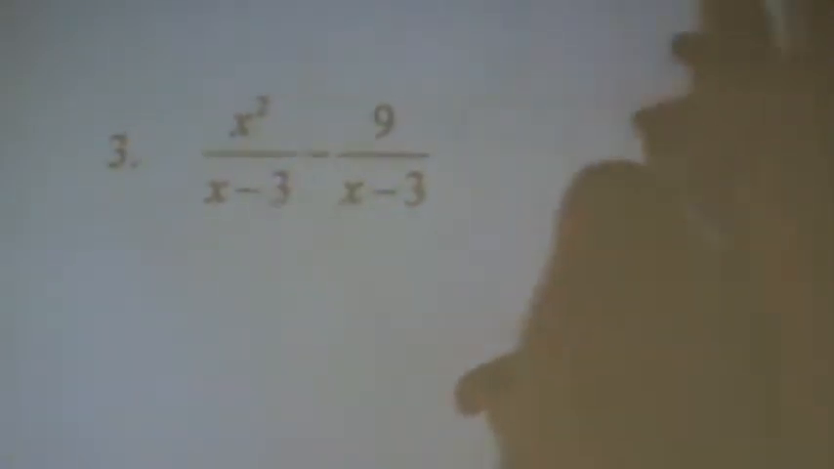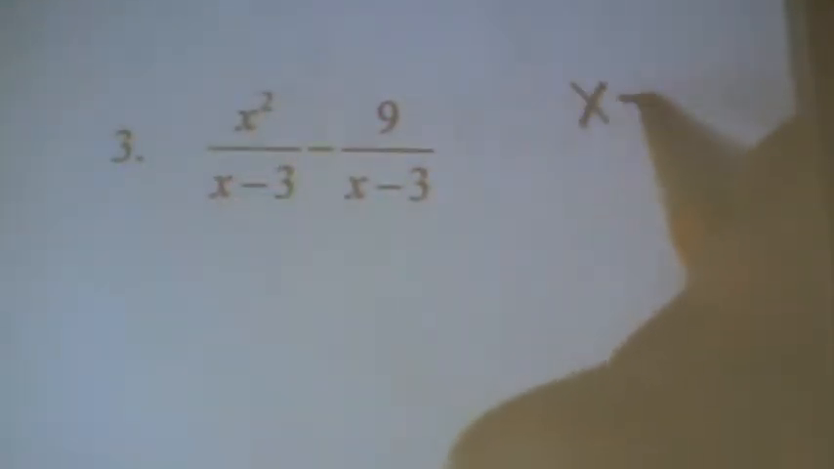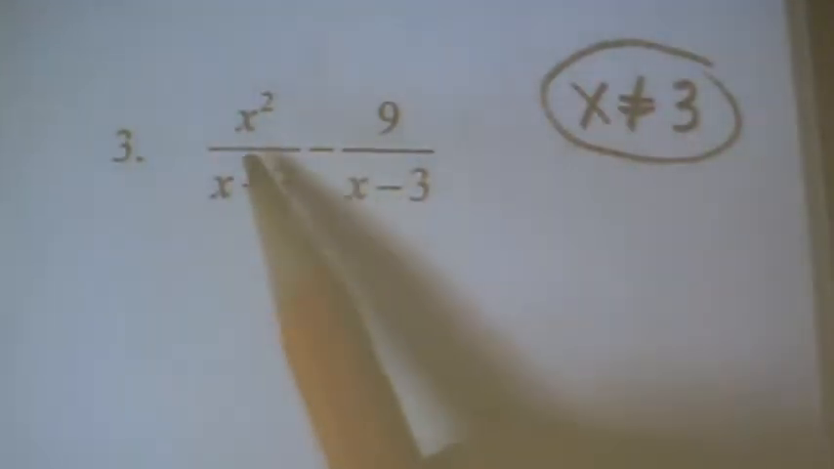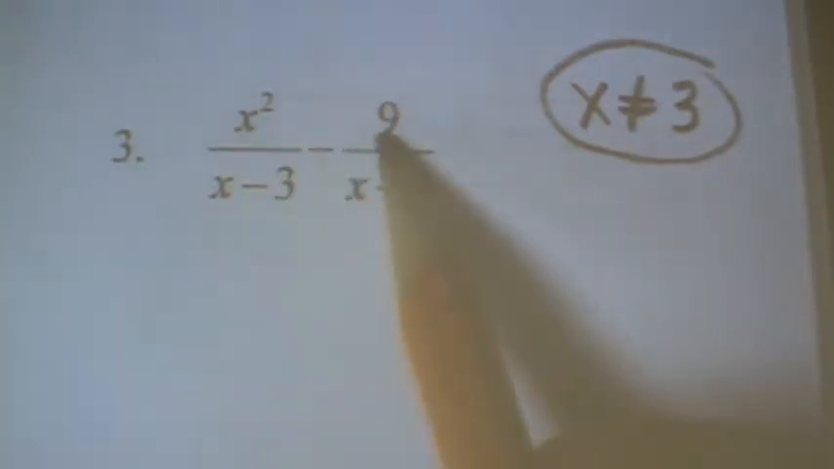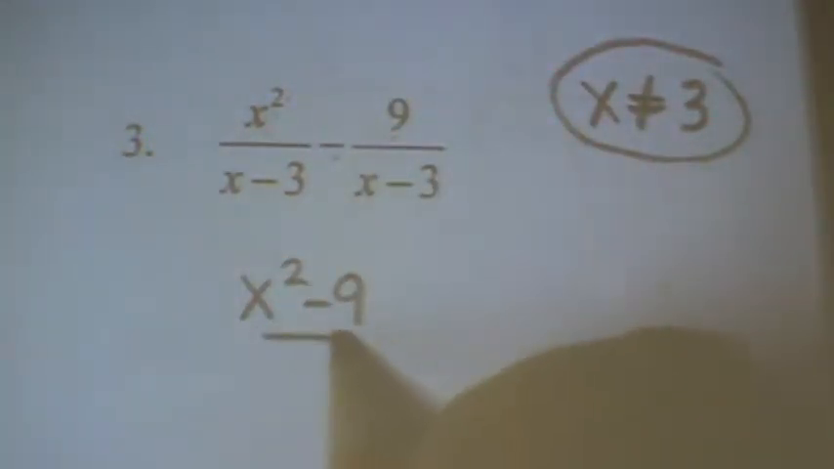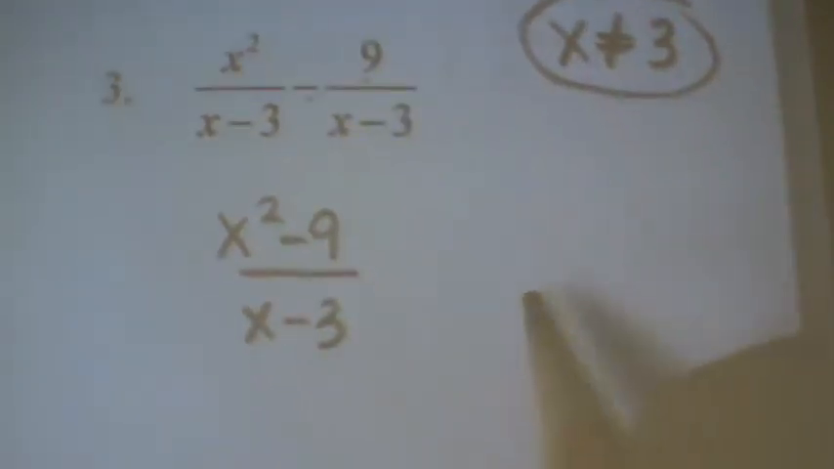Okay, how about number 3? The restriction is 3. X can't equal 3. Good, that's your restriction. X cannot be 3. Now how do I combine the numerator? What do you have? X squared minus 9, over what? What's the denominator? X minus 3. Good.